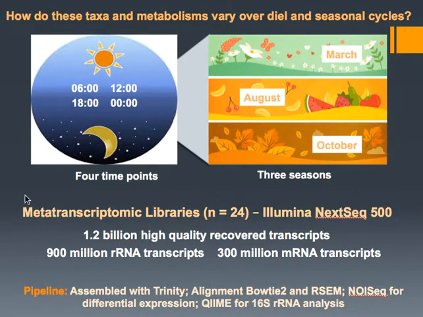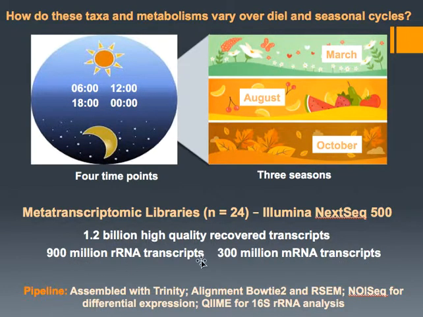We generated metatranscriptomic libraries. We did everything in duplicate, 2 copies of everything. We used a platform called Illumina NextSeq 500 to generate our DNA sequences. We recovered high quality transcripts and filtered those using several bioinformatics techniques. Then we recovered 900 million rRNA transcripts, that's the ribosomal RNA gene, and 300 million messenger RNA transcripts.